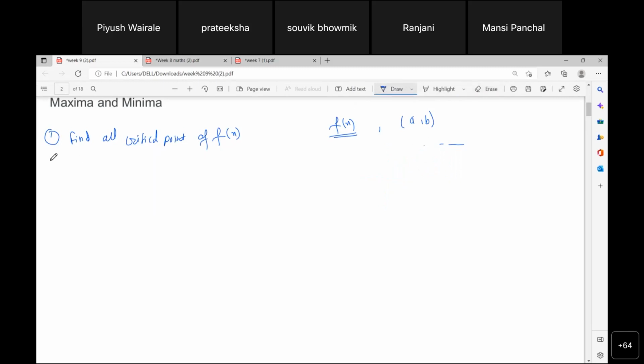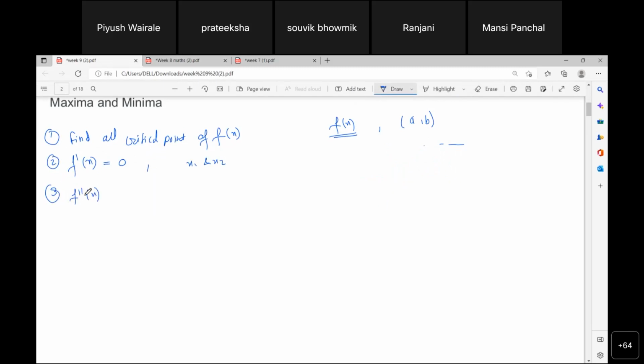If I am given the function f of x and I want to find the critical points, how do I do that? In the second step, you have to find f dash of x. You have to equate f dash of x to 0. Say you get the values x1 and x2 as the roots of f dash of x equals 0. Then in the next step, just find f double dash of x. It is the second derivative test.